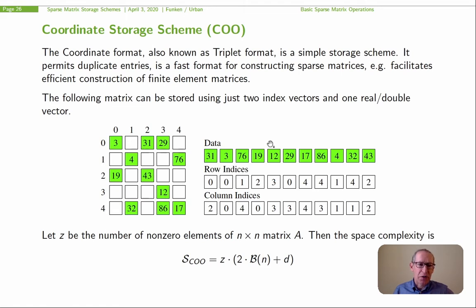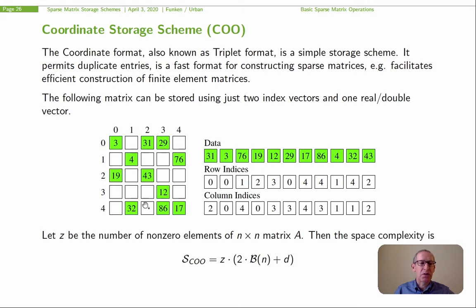A more general scheme is the coordinate storage scheme. It's probably the easiest one. If you store a sparse matrix in a file, in which way would be the easiest to do this? Of course, let's say the matrix is given, you would store 3 with index 0, 0, you would store 4 with index 1, 1, and then you would store the 19 with index 2, 0, and so on.